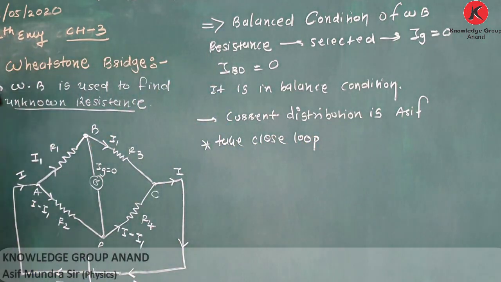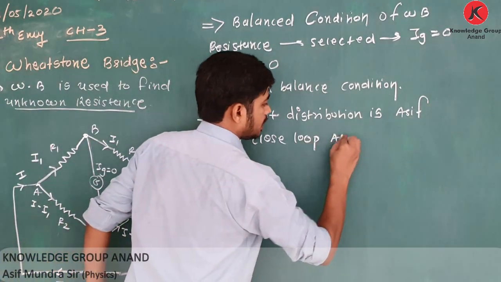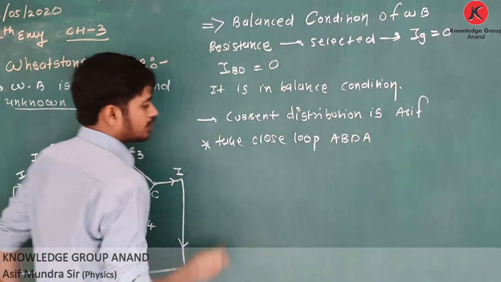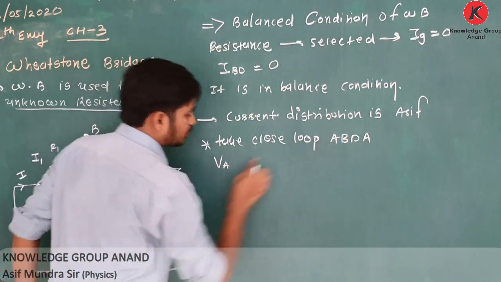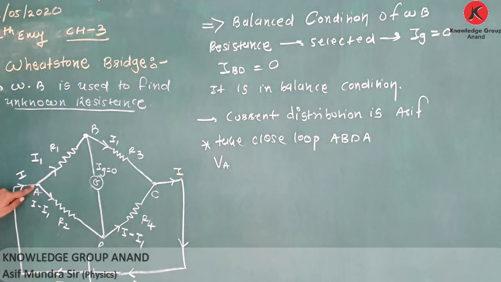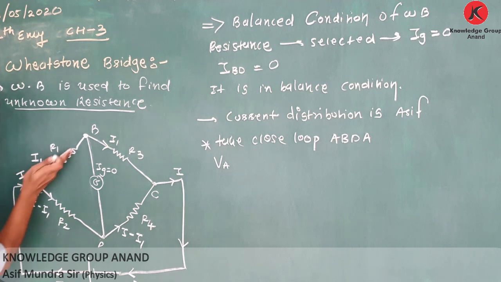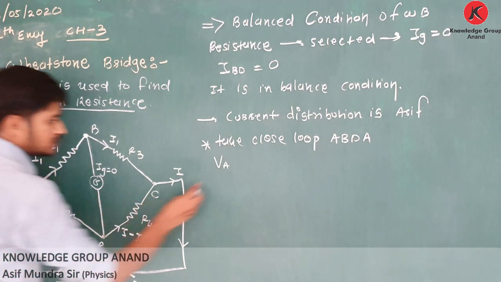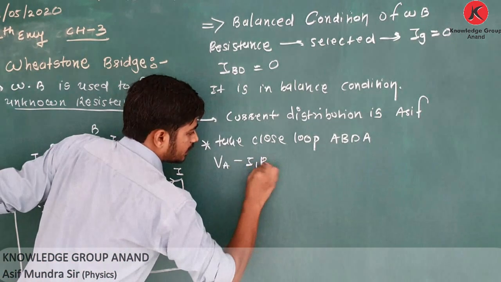Which loop will we consider? Starting from A, take the closed loop A, B, D and A. As we are starting from point A, we first write A. We move from A to B, through resistance R1 with current I1 flowing. We are moving in the direction of current, so it is minus I1 R1.